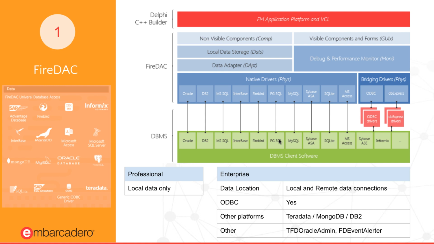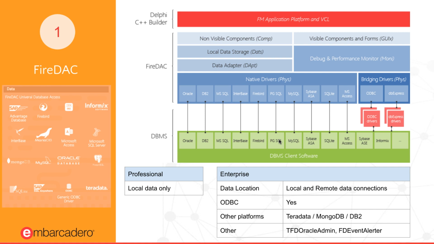If you have the Enterprise Edition, then you can use the same database connectivity, but you can also then use that to connect to a remote machine across the network. So for example, if you've got a copy of InterBase running on your machine, you can connect to that with Professional and Enterprise. But if the copy of InterBase is running on a server elsewhere on the network, you'd need the Enterprise Edition to be able to access that remote data.